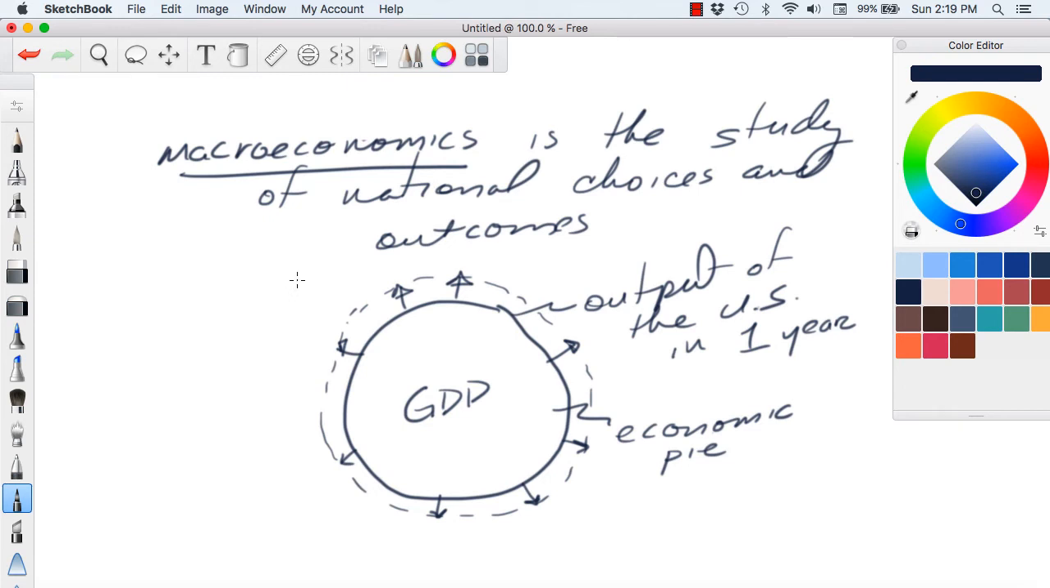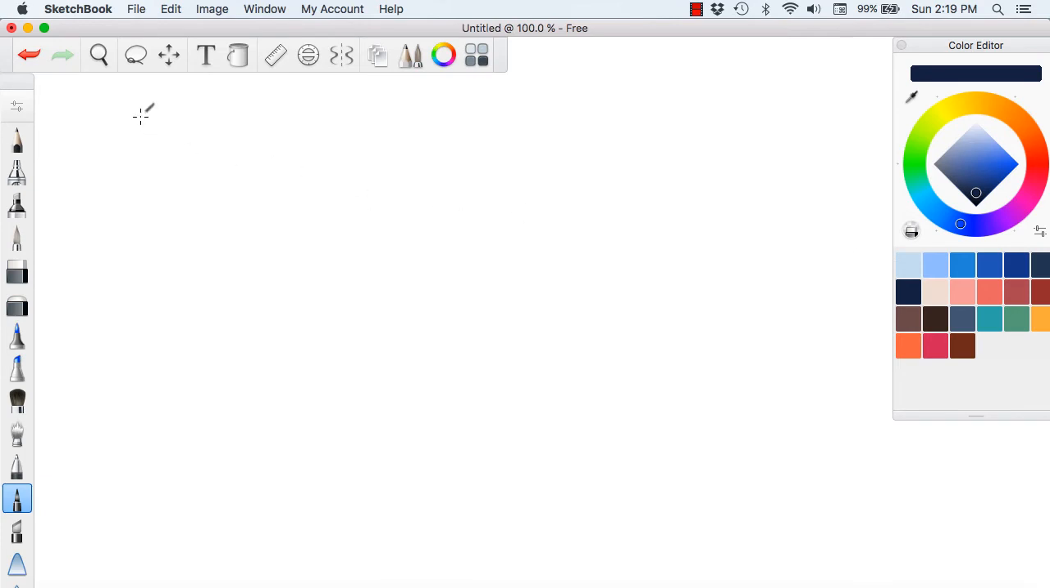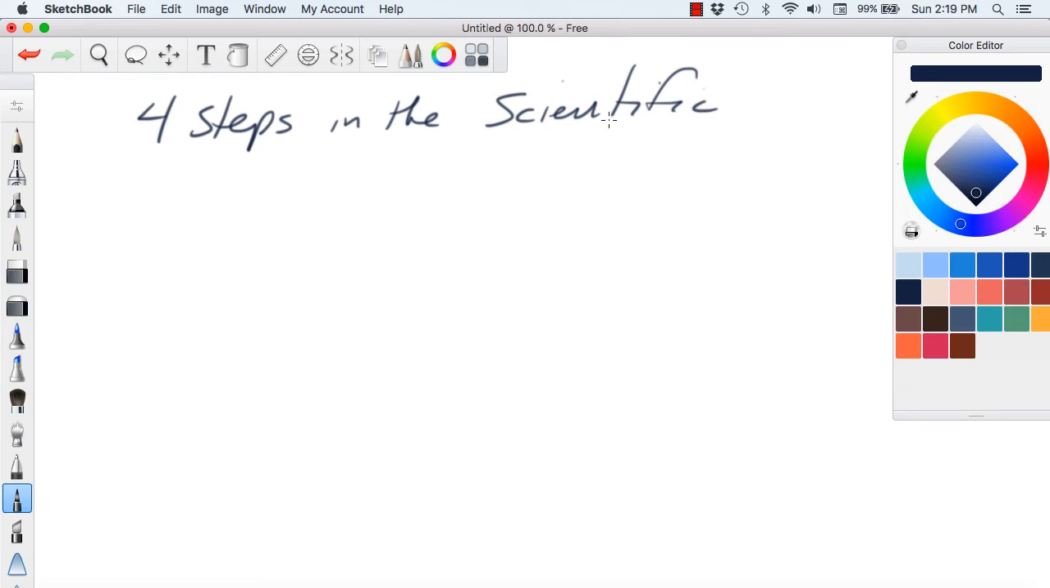All right, I'd like to wrap this up by talking very briefly. I've got a couple more things I want to talk about as long as I have you here. I want to talk about the 4 steps in the scientific method. We said right up front that economics is a science, and so it's important to take a minute and think about the scientific method. So I want to write out the 4 steps in the scientific method. And then I want to give you an example here to help you see this.